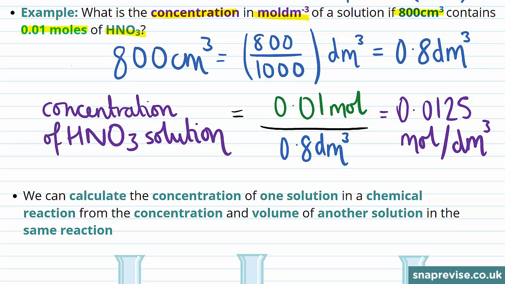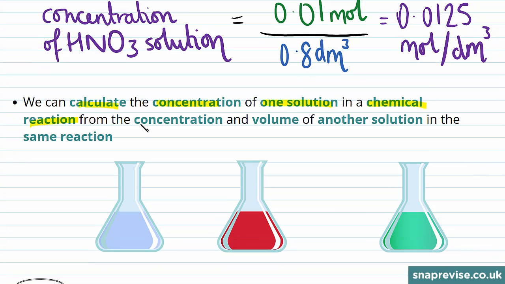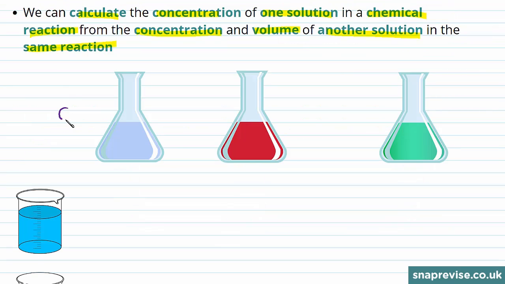We're going to look at a more complicated example of using this expression, based on the fact that we can calculate the concentration of one solution in a chemical reaction if we know the concentration and volume of another solution in the same reaction. To see what we mean, let's think about a neutralization reaction between an alkali and an acid in order to produce a neutral solution of salt and water.